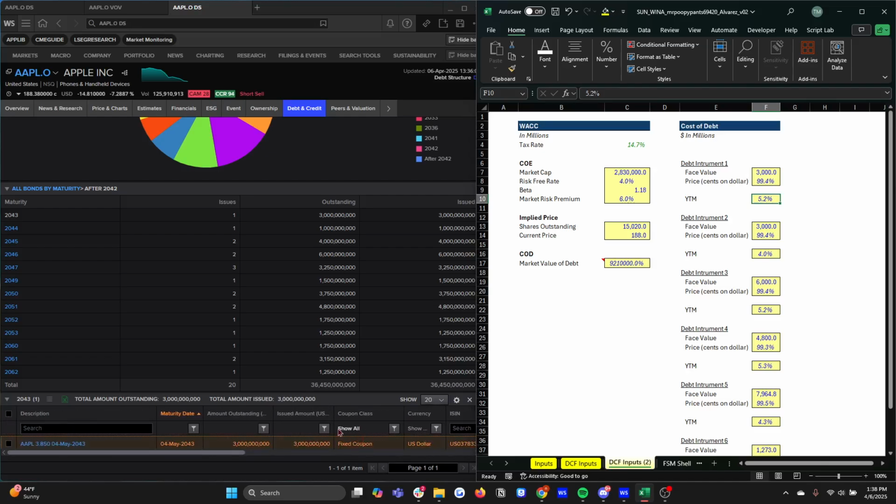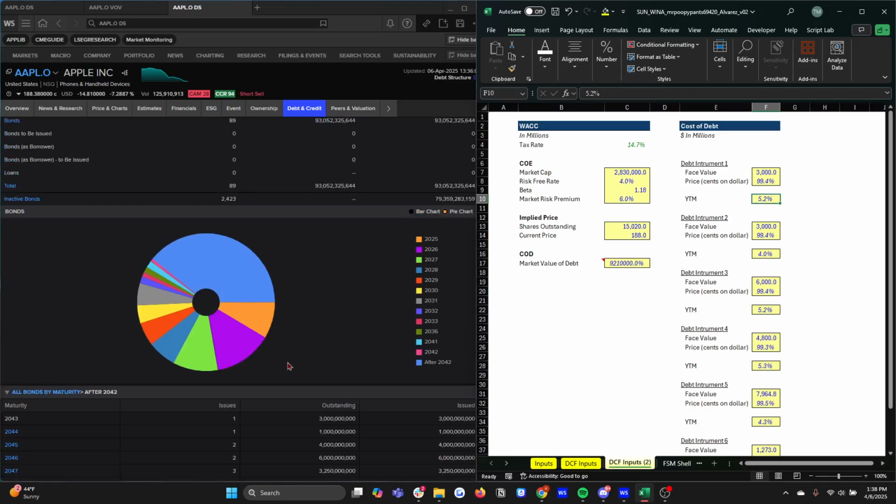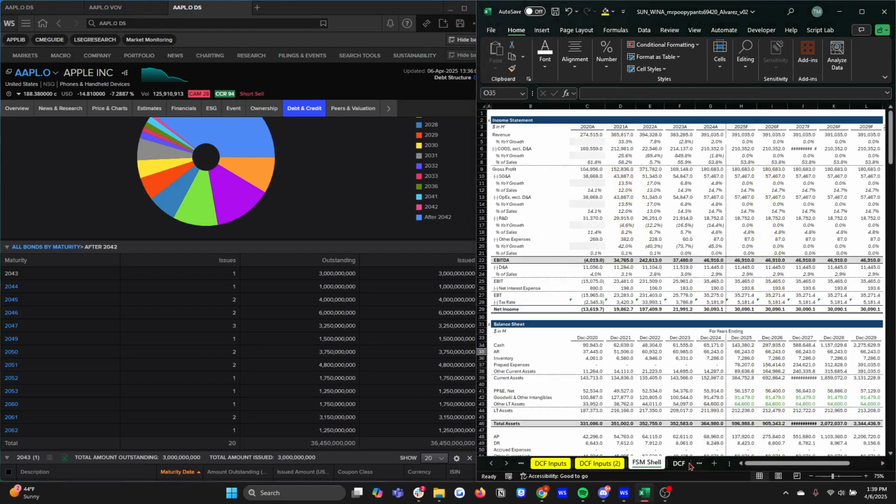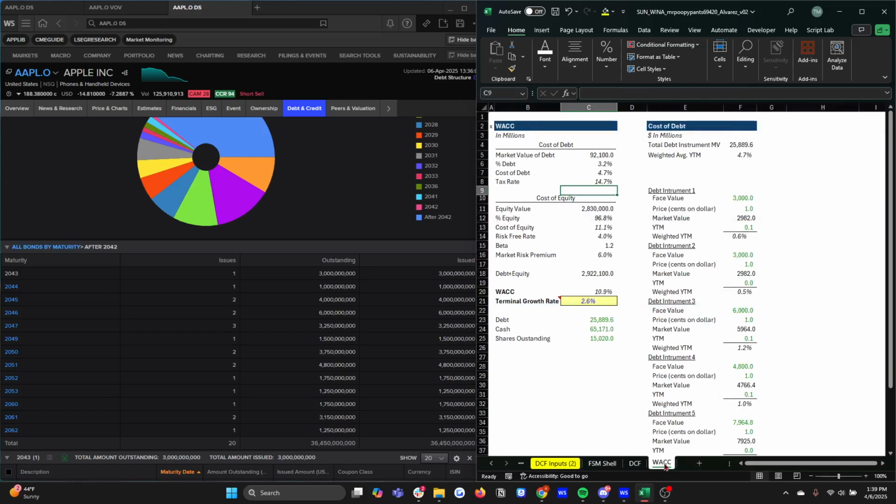All right, so that's how I would do, for example, the first one. And then navigating to the next one, since we're doing almost like a weighted average of these, if you look over here at our WACC sheet, you can kind of see how that's going to play out.